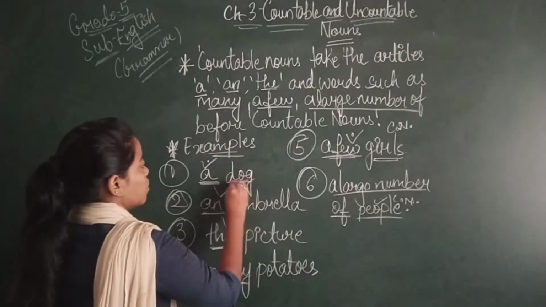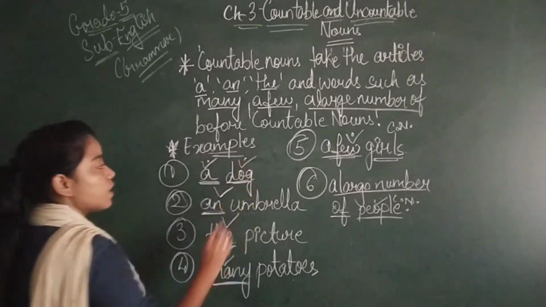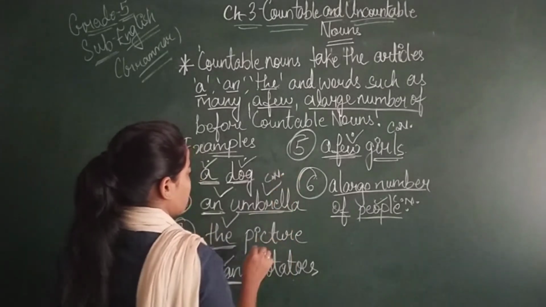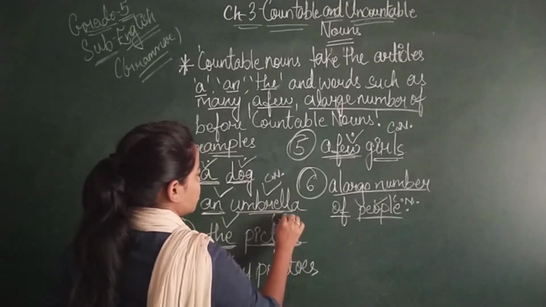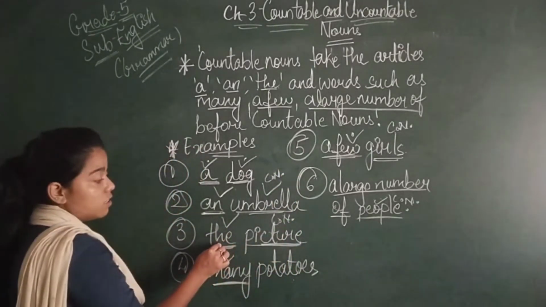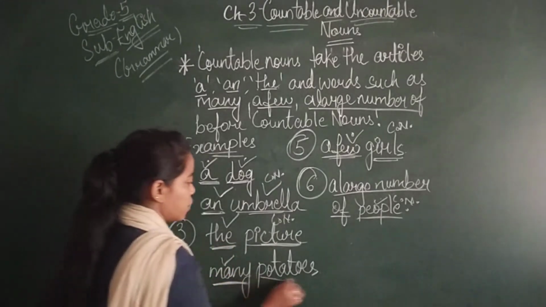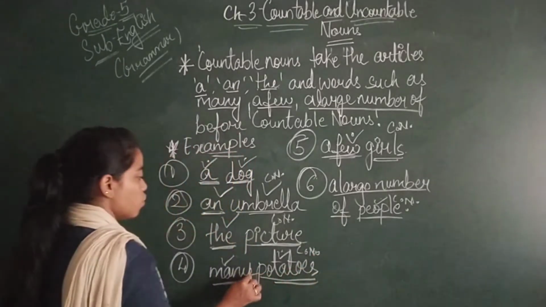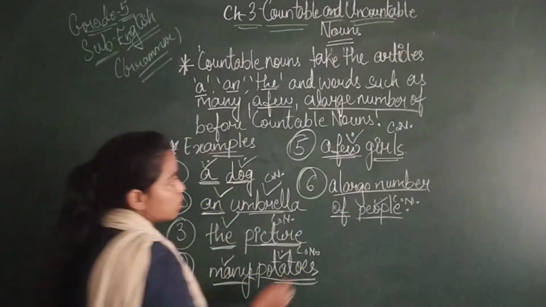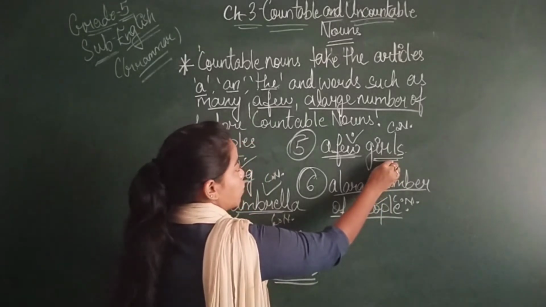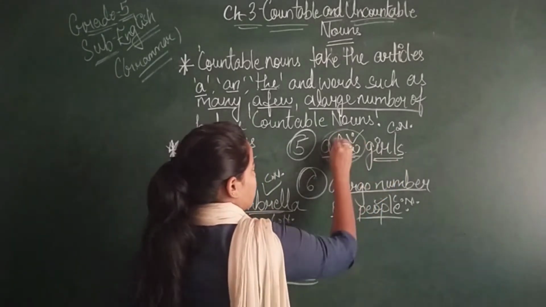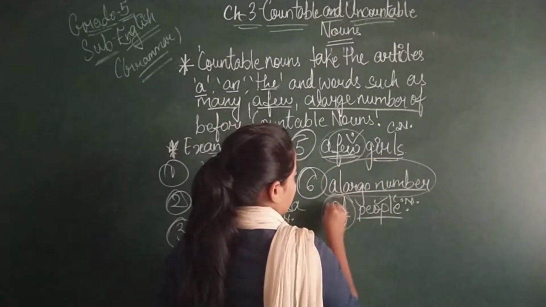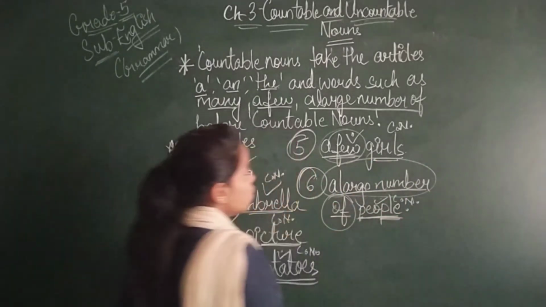Again, it is a countable noun because dogs we can count. Here umbrella also we can count, so it's my countable noun. The picture also we can count, so it's my countable noun. Before that the article is being used. Here are many potatoes. Potatoes also we can count, so it is a countable noun. Before that we have used the word many. So before the countable noun we use a few. Again here also we have used a large number of before the countable noun.